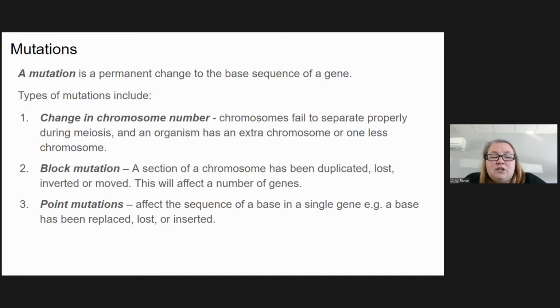These sorts of block mutations, because they are whole chunks of chromosome, will affect a number of genes. So it could affect all of the genes on that piece of chromosome that has been lost or moved. And lastly, we have point mutations, which are the ones that we look at much more closely in the standard. So point mutations are mutations at one point, which is why they're called that. They affect the sequence of a base in a single gene, and this is where a base or possibly a few bases have been replaced or substituted, may have been lost or deleted, or have been inserted or added into the sequence.